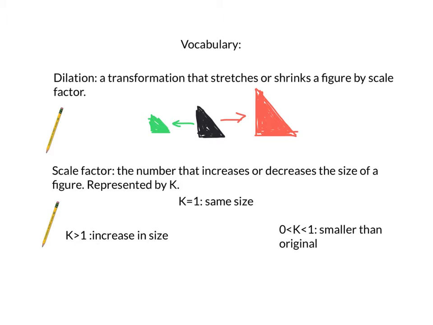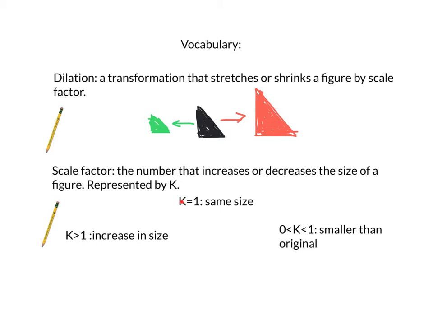So again, our vocabulary that you should get written down in your notebook is a dilation, is a transformation that stretches or shrinks a figure by a scale factor. And a scale factor is the number that increases or decreases the size of a figure, represented by k. So here are a few examples of a dilation. If I start with this figure, I can either make it bigger by that scale factor or shrink it. And then down here, our scale factors are represented by this letter k.